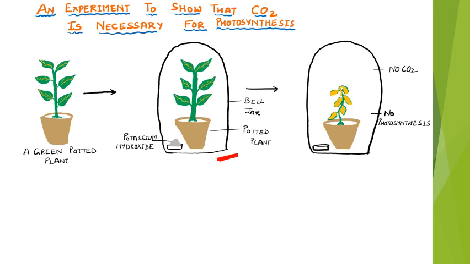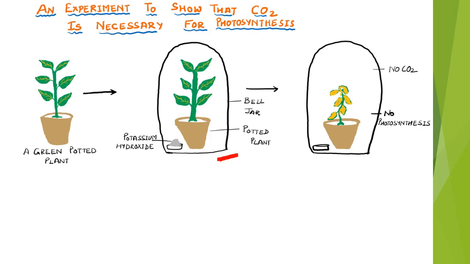Then we have to put this whole thing under sunlight so that it will have all the factors for photosynthesis. That is, the plant has chlorophyll, the plant has sunlight, the plant has water. But what is absent? Carbon dioxide. So we have to keep this whole setup for a few hours in sunlight.